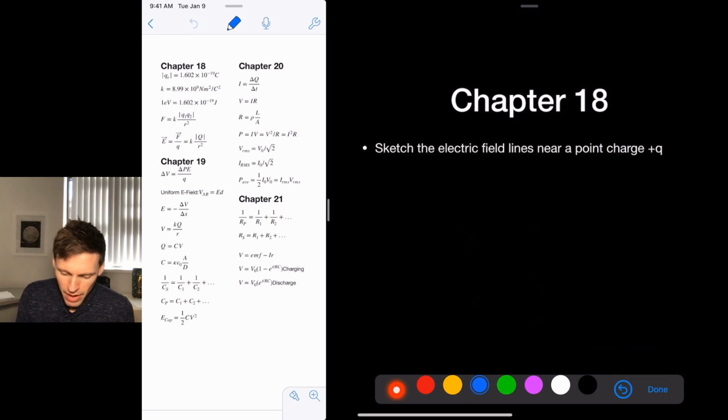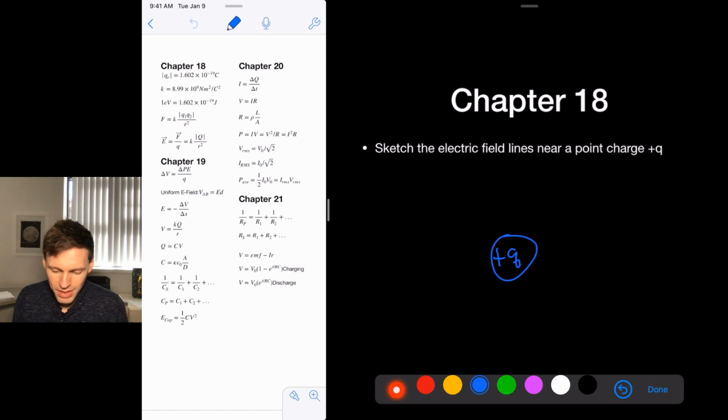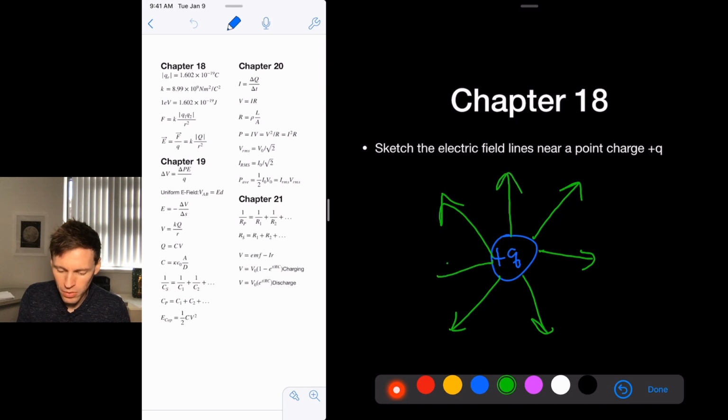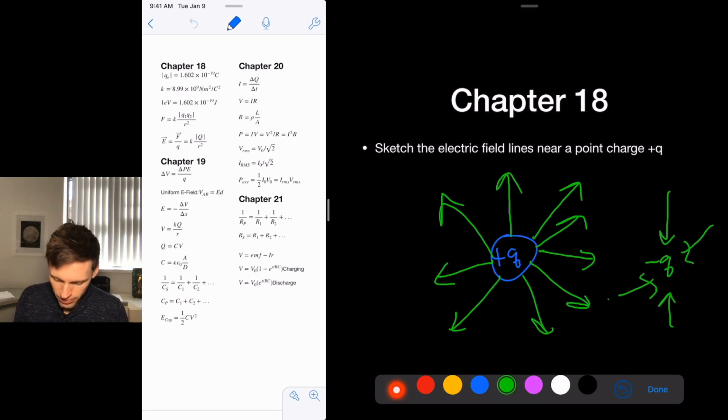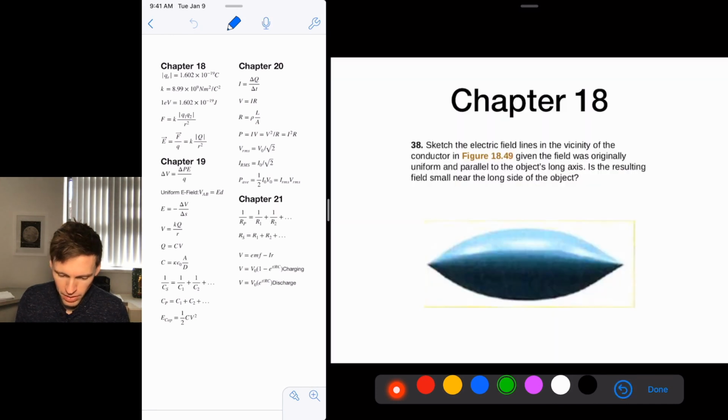And let's say we have a positive charge Q here, and we want to sketch the electric field lines near it. Go ahead and do that. This is a source, and it's a point charge, so the electric field lines are radially outward and the arrows point away. If this was a negative charge, the arrows would point towards it. That's what you have to know.